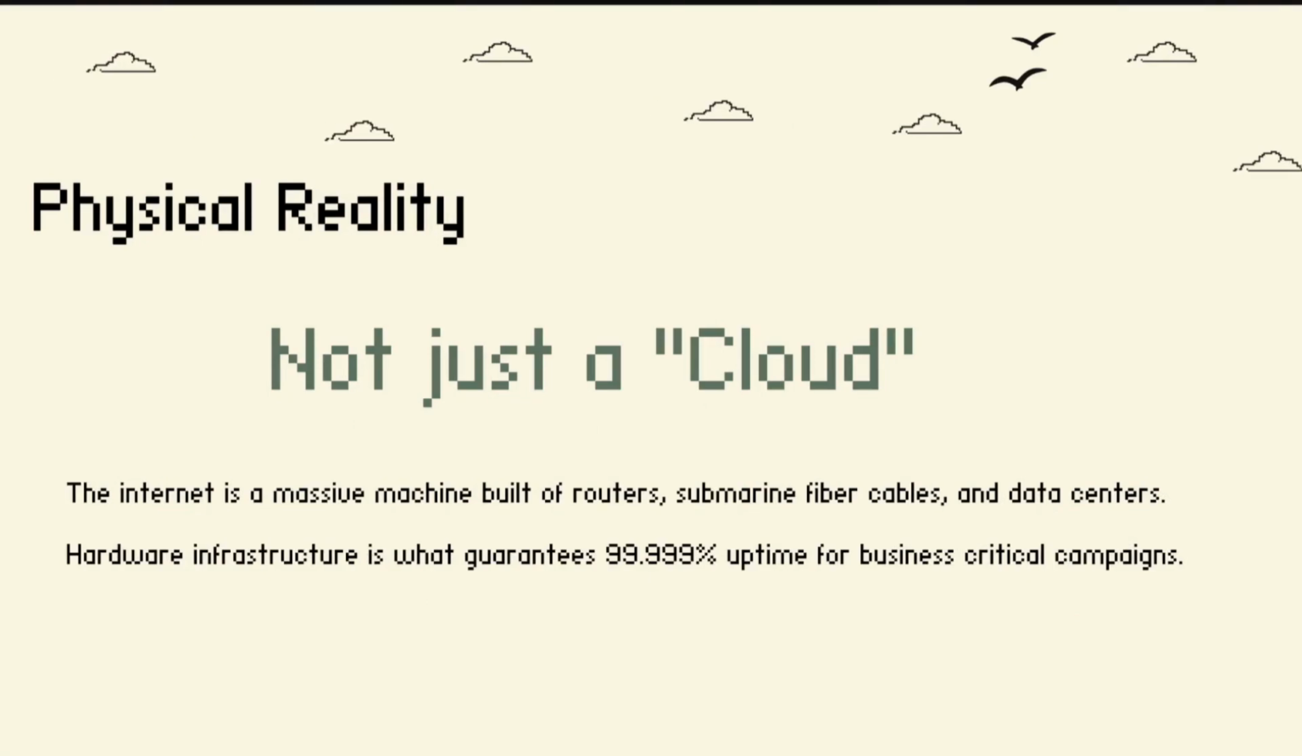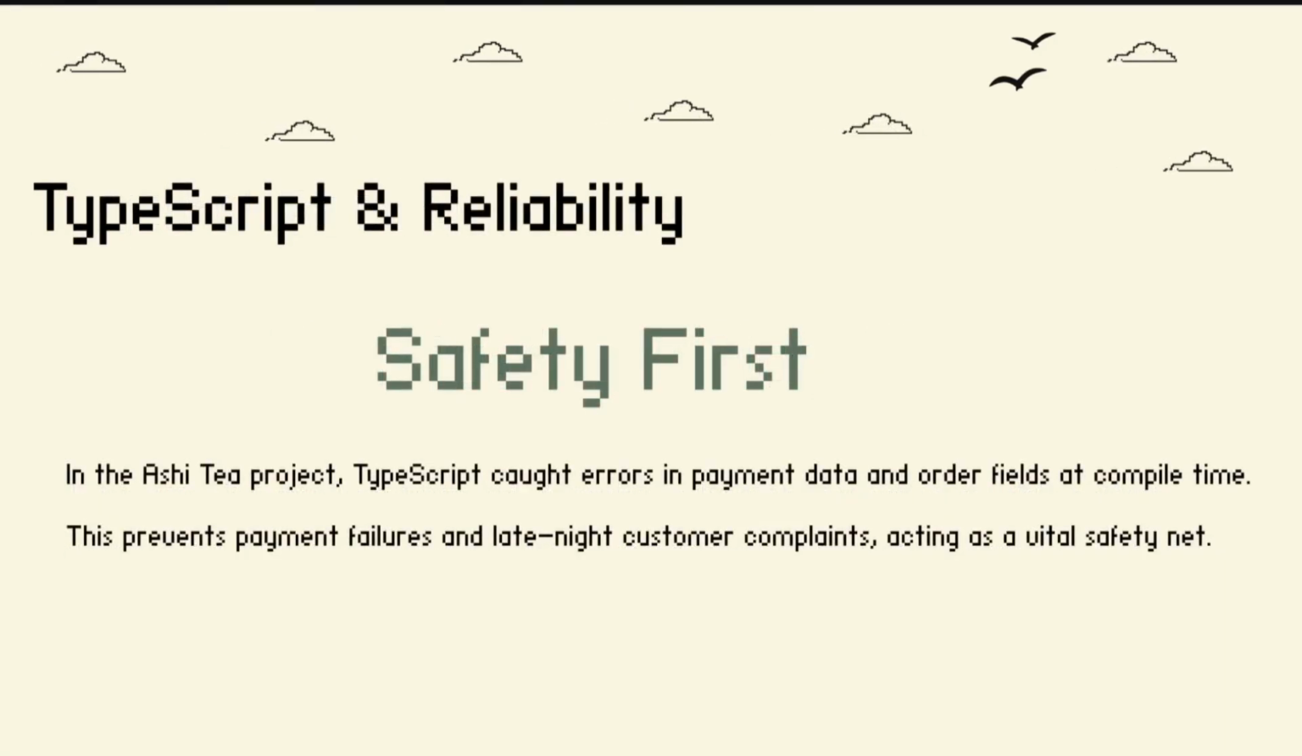The Internet isn't just a cloud, it's a massive physical machine of cables and data centers. Knowing how this hardware guarantees 99% uptime helps us accurately plan system architectures for high-traffic campaigns. In our project, using TypeScript was a game changer. It caught payment and order errors at compile time, directly preventing checkout failures and customer complaints. It's a crucial safety net. By removing this runtime risk, we move consumer trust from simple word of mouth to active recommendations.